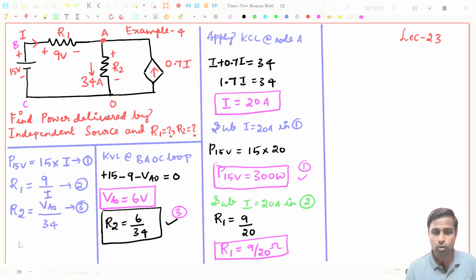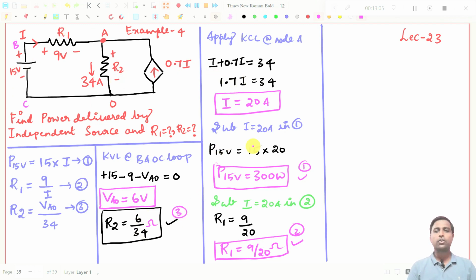9 by 20 what? This is ohms, and this is also ohms. So you have to write SI units then and there, right? This is actually the second question. See, we have found all the values: the power delivered by the 15 volt source is 300 watts, R1 is 9 by 20 ohms, and R2 is 6 by 34.